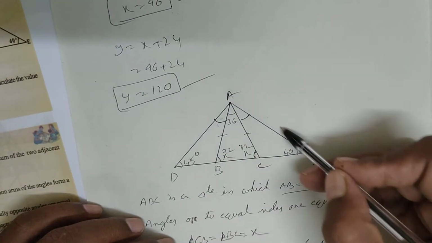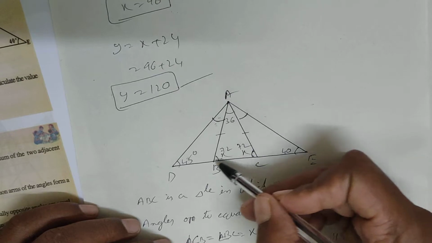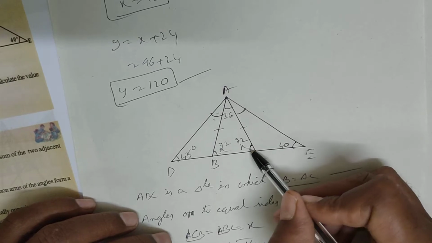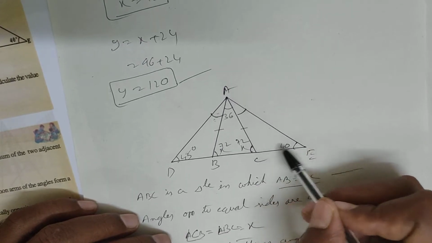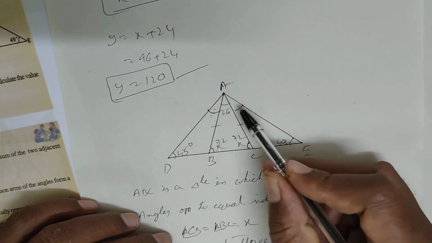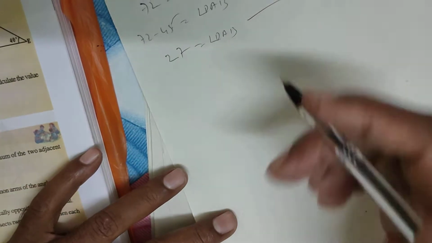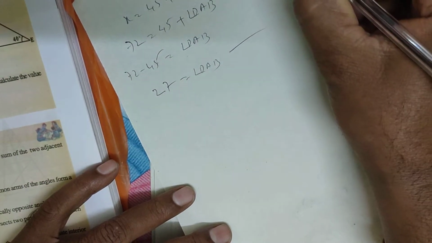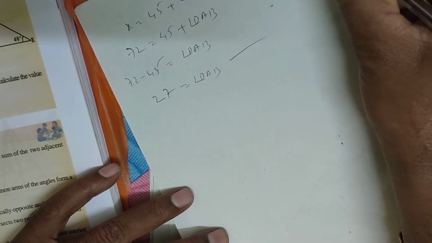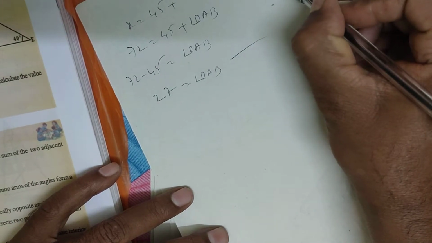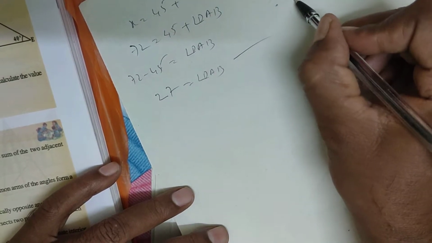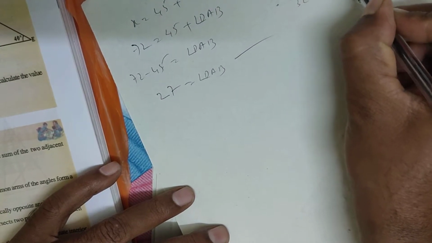Next, same like this, you have to do for this one. ACE is a triangle. What you have done: EC is produced. If EC is produced, you get an exterior angle here. The exterior angle is equal to the sum of its interior opposite angles. So x is equal to 40 plus EAC. X means how much here? 72. 72 minus 40 is equal to EAC. Plus 40 you brought to this side. It is 32. Angle EAC is equal to 32 degrees.